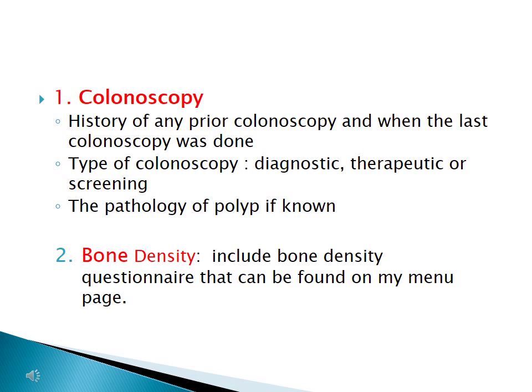When you're requesting a colonoscopy, make sure you include the history of prior colonoscopy if done, and the type of colonoscopy requested, such as screening, diagnostic, or therapeutic. The pathology of the polyp, if known, such as tubular adenoma, villous adenoma, etc., would be helpful. When requesting a bone density, please fill out the bone density questionnaire available on the main menu page on RIA.